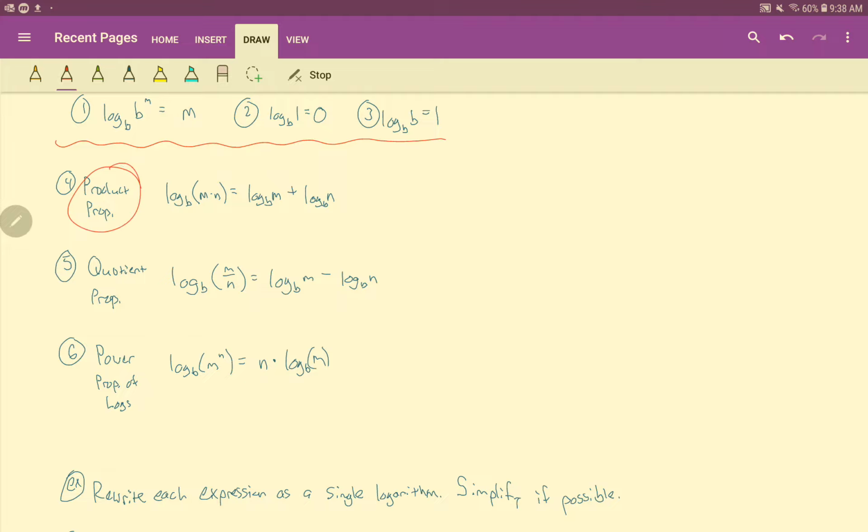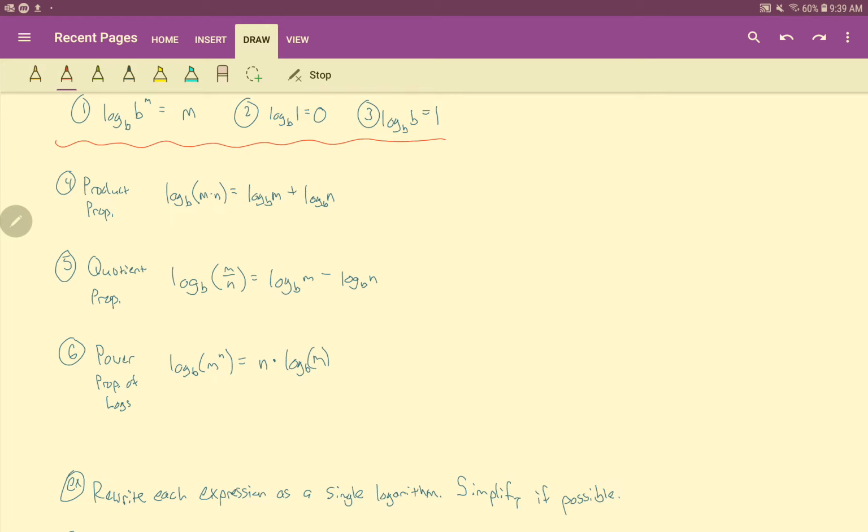We have a product property inside a logarithm, a quotient property, and also a power property when we have a power inside the logarithm. So notice here, we have log base B of M times N, a product inside of our logarithm. What's that equivalent to? It's equivalent to breaking up this product into two logarithms that we add together. So it was M times N, it becomes log base B of M plus log base B of N.